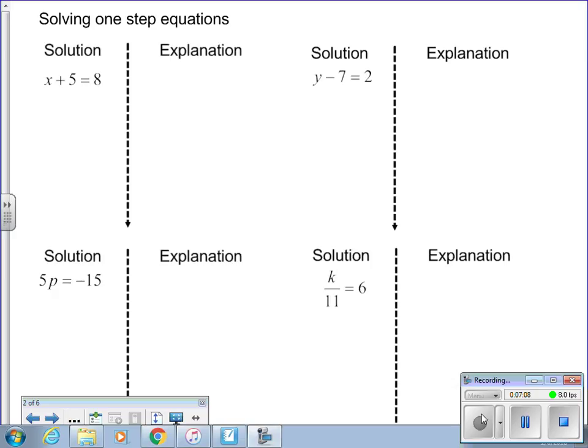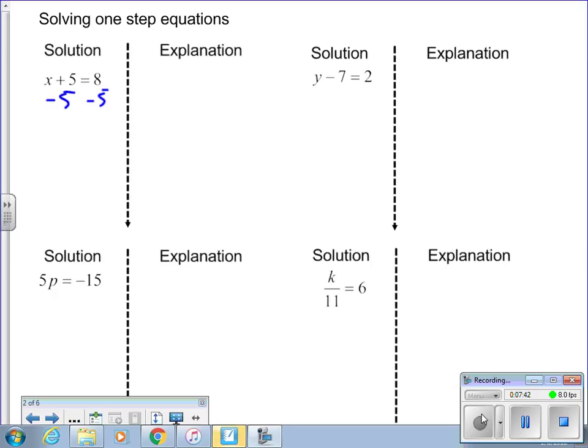So, solving one-step equations. This is basically most of every type of one-step equations we're going to be dealing with. So the first one, x plus 5 equals 8. What is this? No, I didn't ask the answer. What are we doing here? Addition. How do we solve it? By doing the what? Opposite. So what do we do? Subtract what? Subtract 5 from both sides of the equal sign.